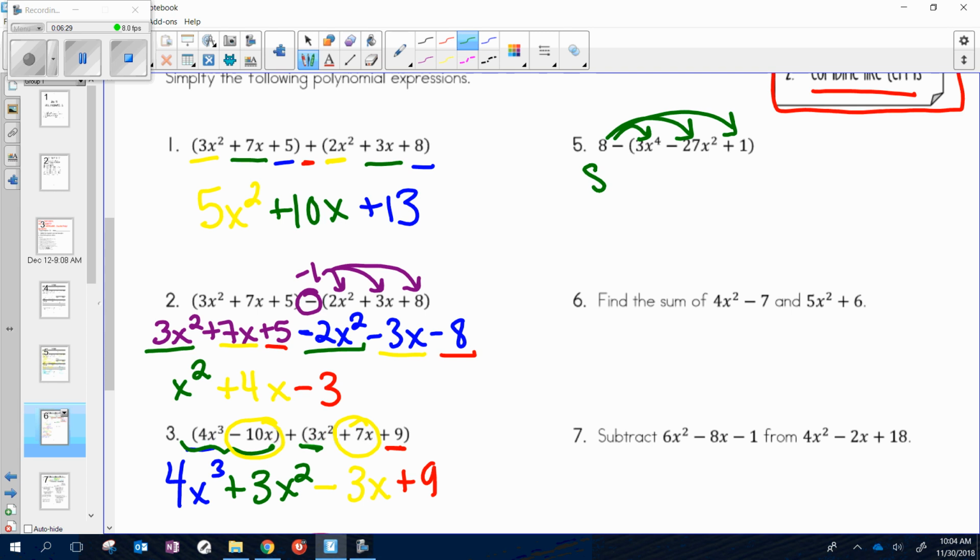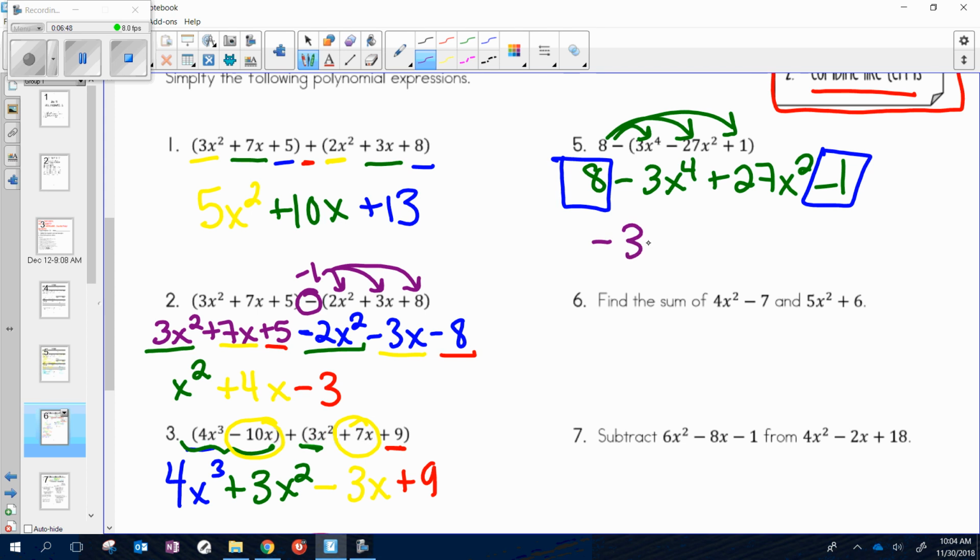So if I rewrite this, I'll have 8 minus the 3x to the 4th plus the 27x squared and minus 1. The only like terms that I have in this are the 8 and the minus 1. So my final answer would be minus 3x to the 4th plus 27x squared plus 7, because 8 minus the 1 would be 7.